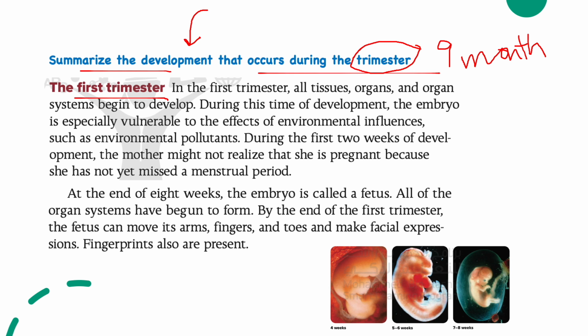In the first trimester, all tissues, organs and organ systems develop, and mainly in this stage the embryo is very vulnerable to the effects of environmental changes. By the end of this trimester the fetus can move its arms, fingers, toes and make facial expressions. Also the fingerprints are formed.